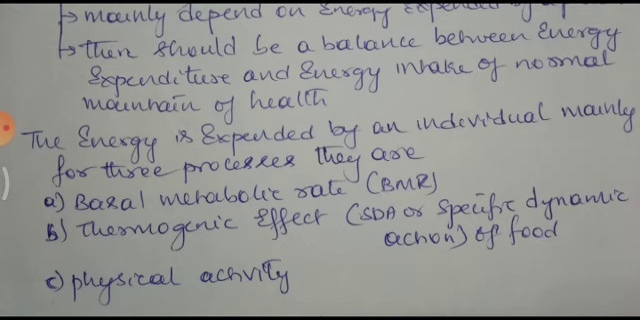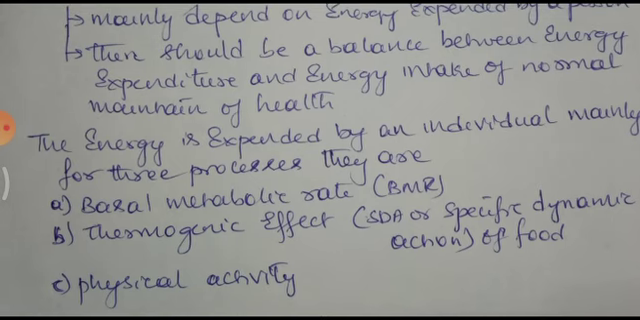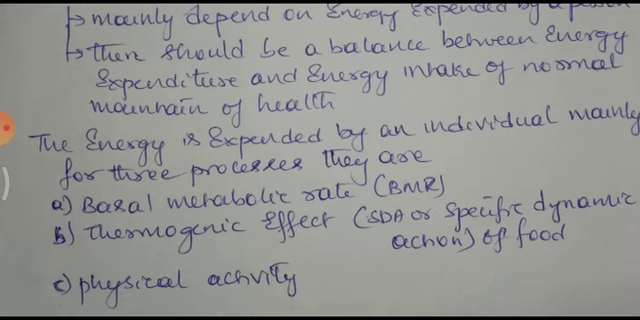The person should be awake and in physical rest and mental rest. He should not be doing any work, and should be free from stress and other mental conditions. So the next one is the thermogenic effect. Our body should maintain the normal body temperature. Hence a certain amount of food is utilized for production of heat, which is called the thermogenic effect or specific dynamic action of food.